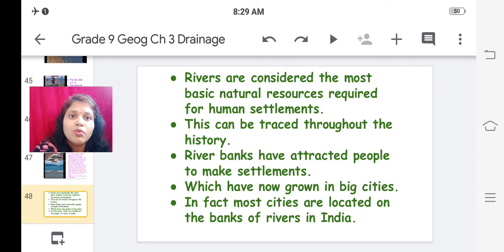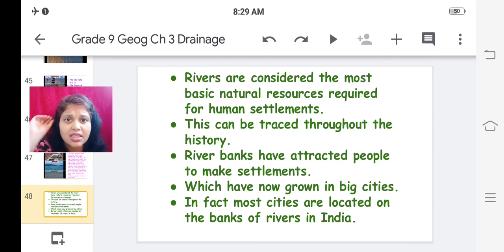Rivers are considered the most basic resource required for human settlements. This can be traced through history. River banks have attracted people to make settlements, which have now grown into big cities. In fact, most cities in India are located on the banks of rivers. If you remember, last year you studied in English the poem Geography Lesson. In that we had learned why human settlements are made near the banks of rivers.